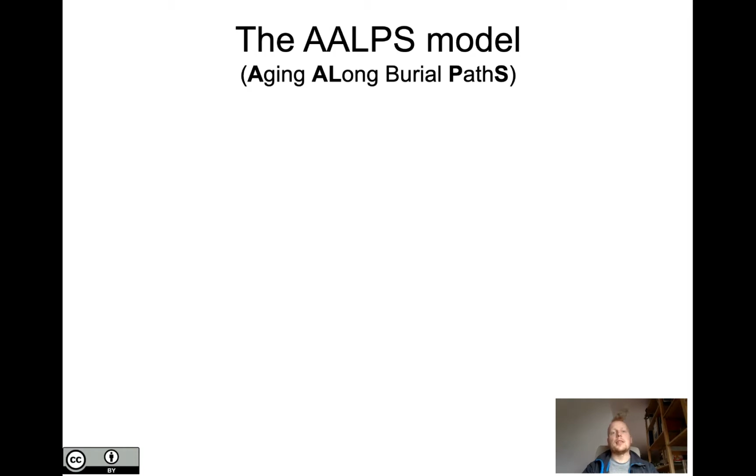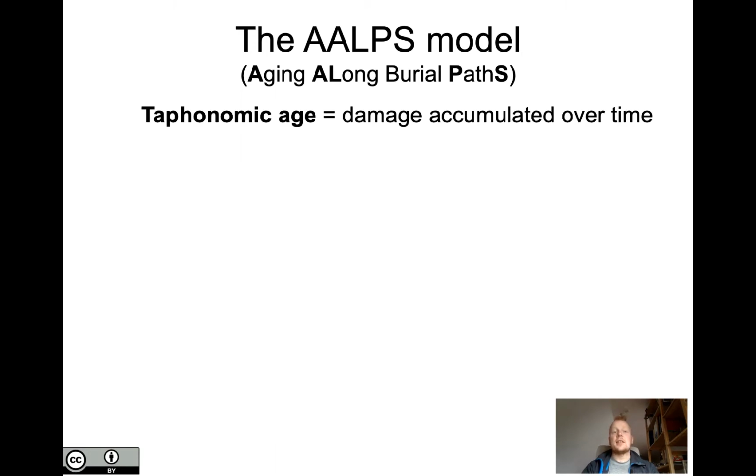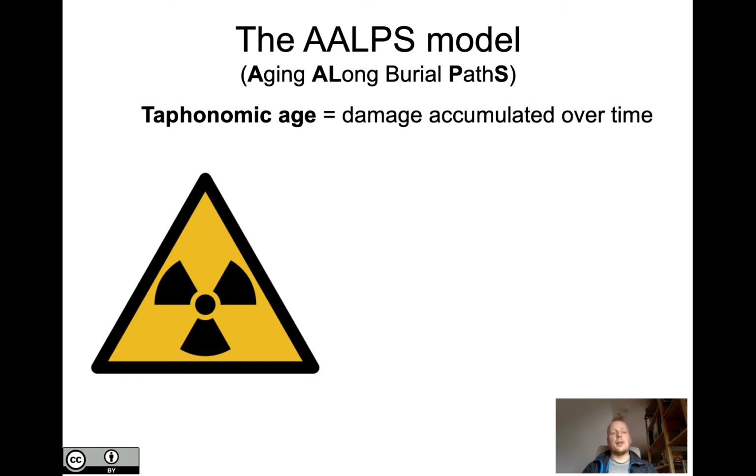This taphonomic model is called the AALPS model, which stands for Aging Along Burial Paths. And it is based on the concept of taphonomic age, which is, simply said, the damage a shell has accumulated over its lifespan. I'm going to use one analog for this, which is radioactivity. Because what matters about radioactivity is not how much a person is exposed at a specific time, but how much exposure to radioactivity they accumulate over their lifespan. And this will then determine the likelihood of getting cancer, for example.